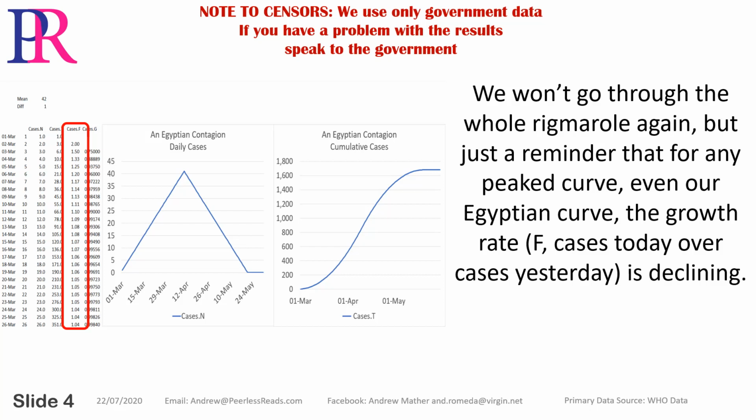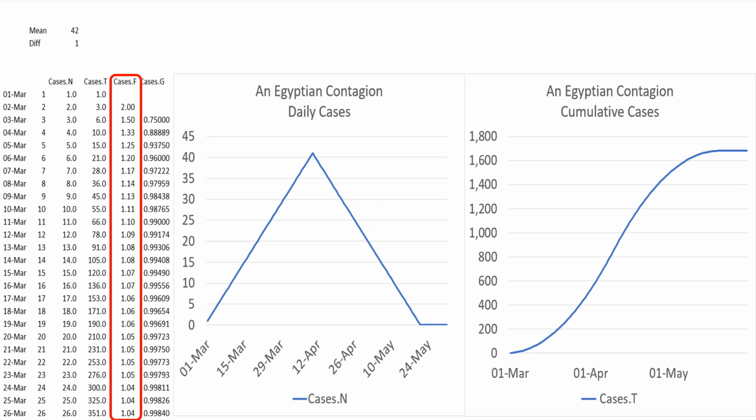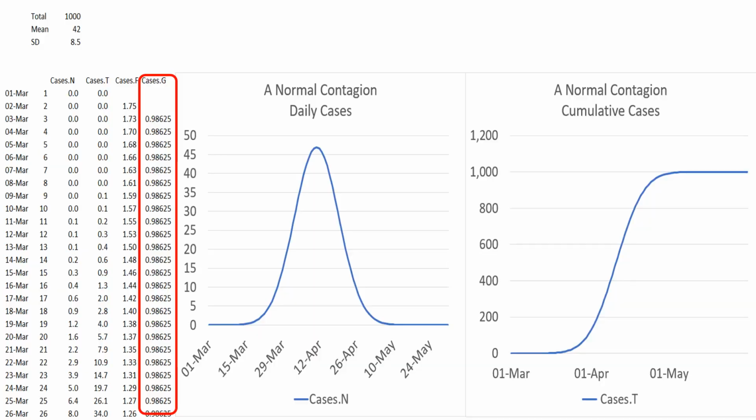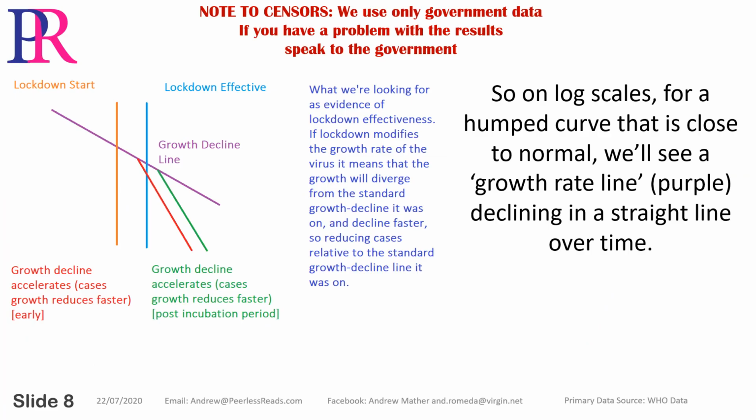We won't go through the whole rigmarole again, but just a reminder that for any peaked curve, even our Egyptian curve, the growth rate, f, cases today over cases yesterday, is declining. And for a normal distribution we further have the convenient feature that the growth rate is declining at a constant rate. So on log scales for a humped curve that is close to normal, we'll see a growth rate line, purple, declining in a straight line over time.